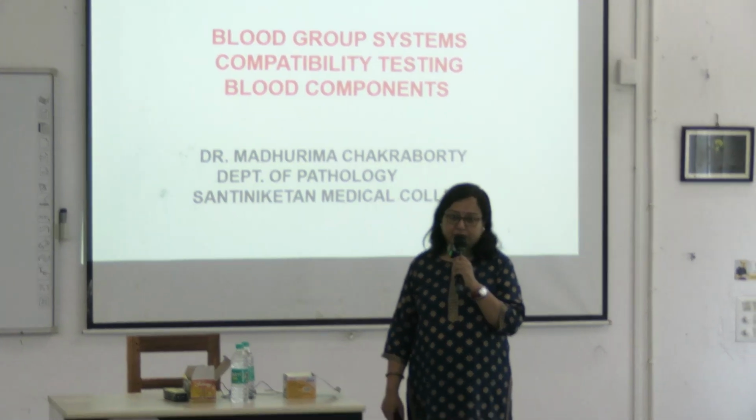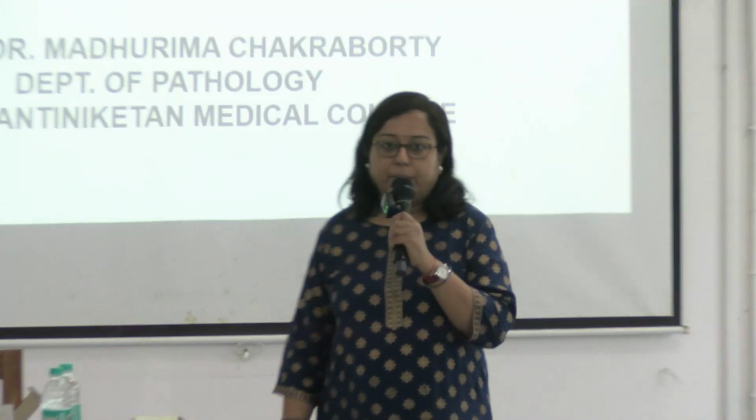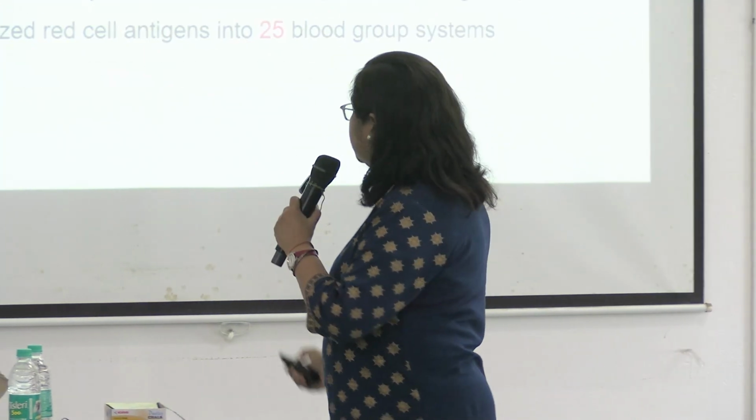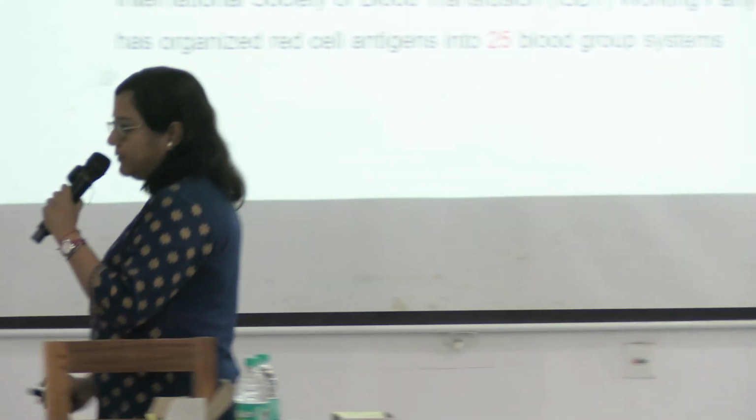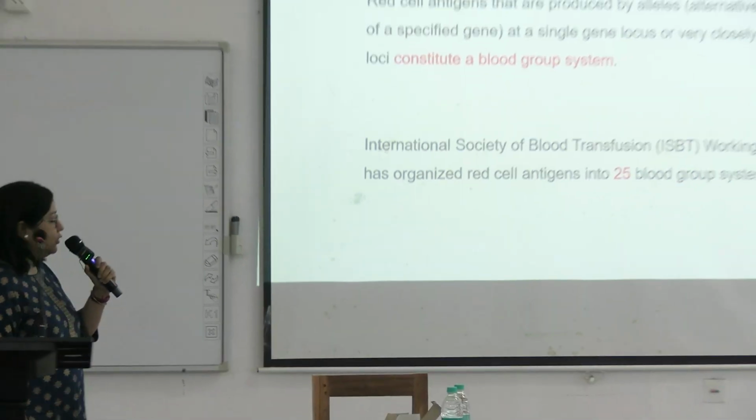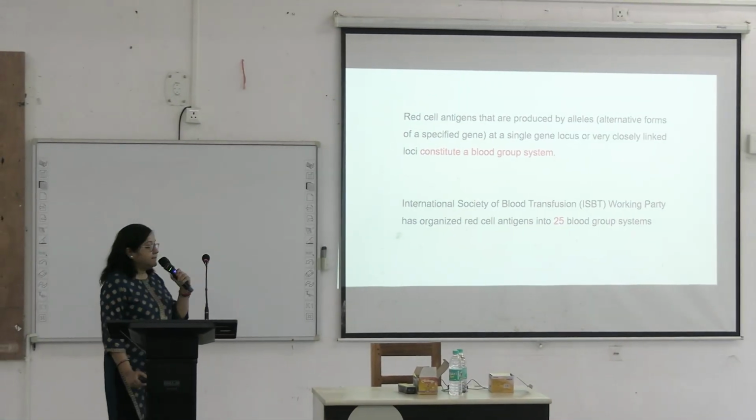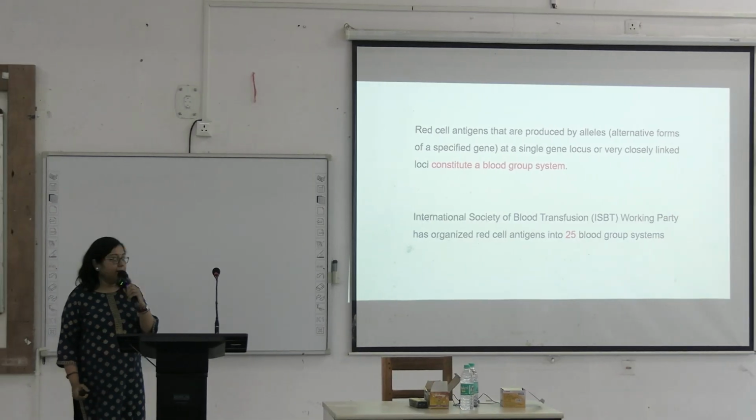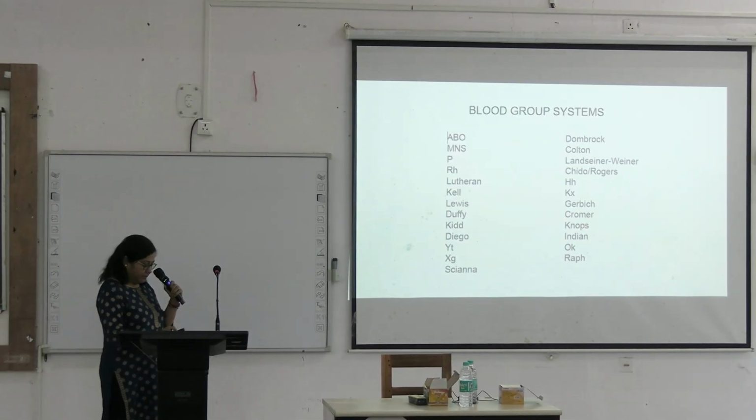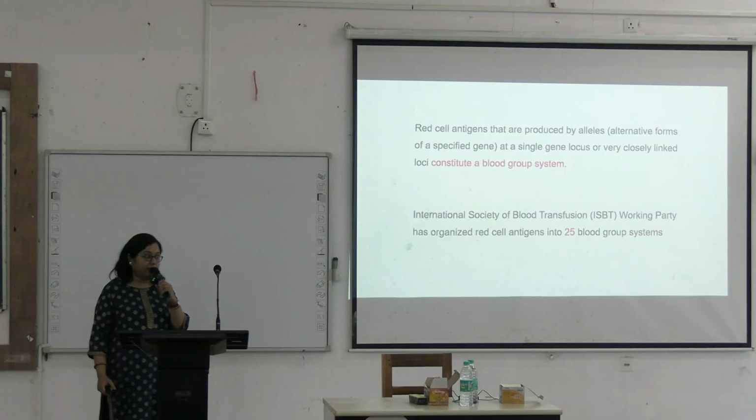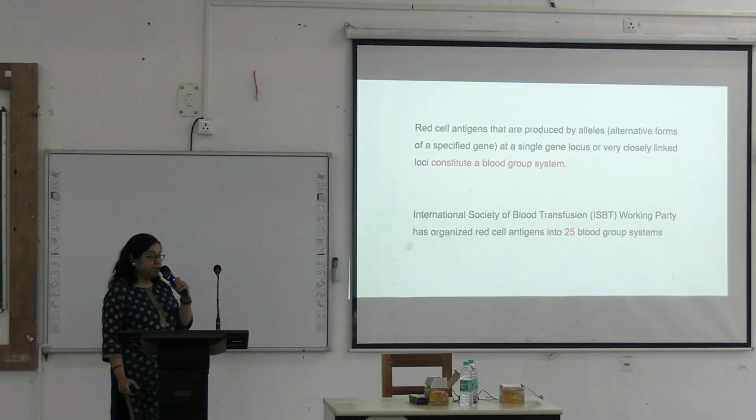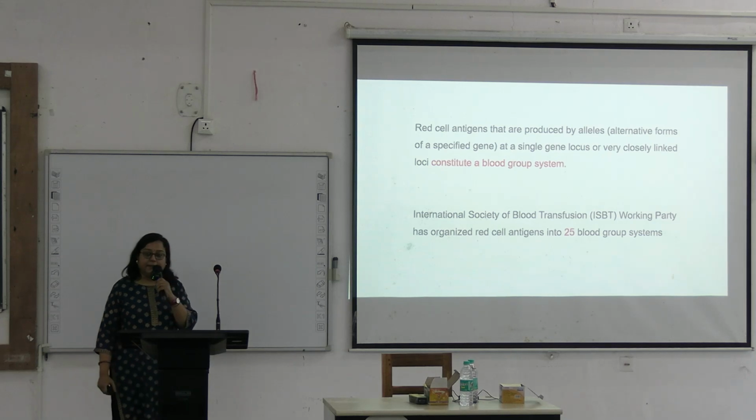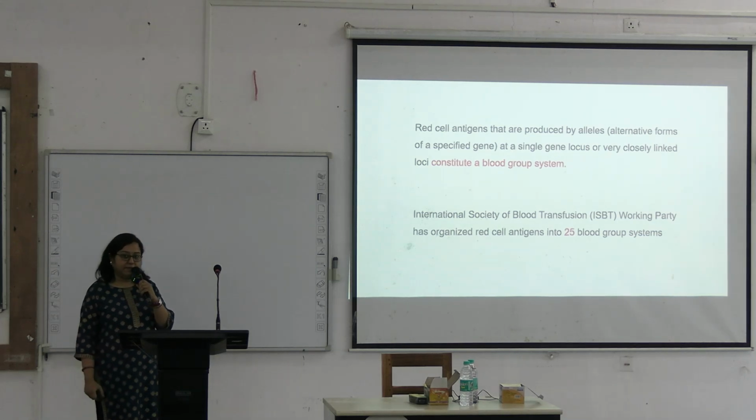Today I will teach you blood group compatibility testing and blood components. So going to my first slide, what is a blood group system? Red cell antigens that are produced by alleles. What are alleles? They are alternative forms of a specified gene at a single gene locus or very closely linked loci. This constitutes a blood group system.